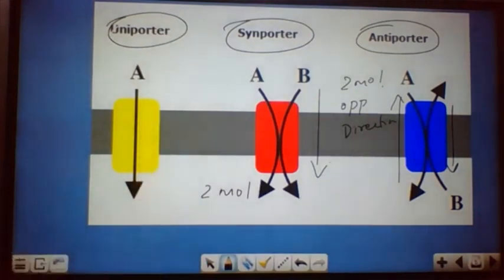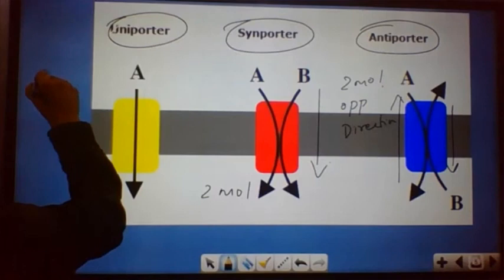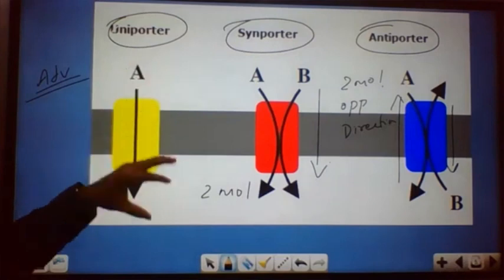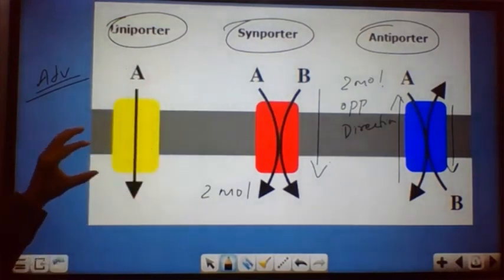What are the advantages of diffusion? Don't worry. When we talk about the advantages of diffusion, it keeps the cell wall moist almost all the time, because diffusion is taking place, and it is also responsible for gaseous exchange.